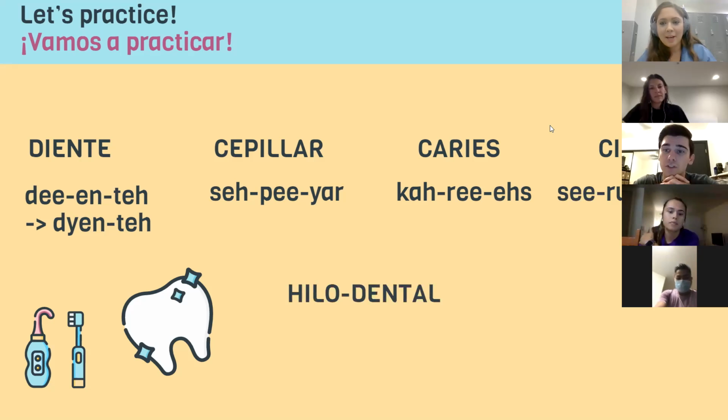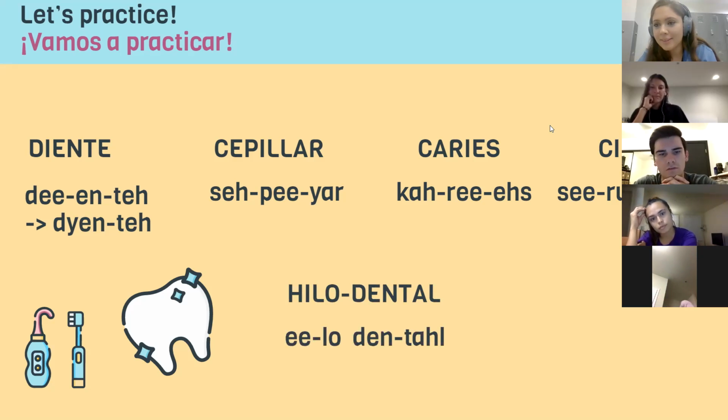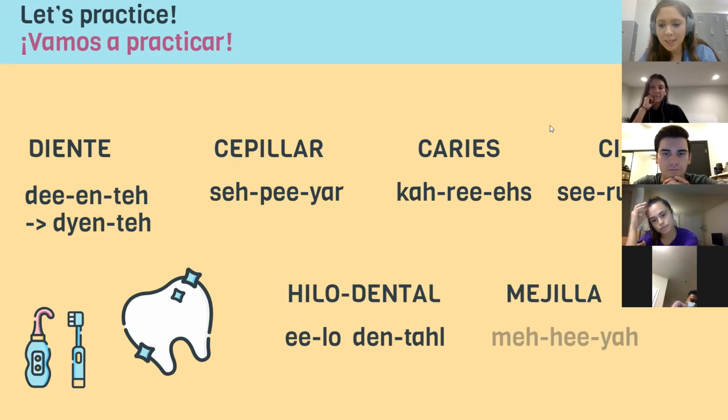Great job. Then we have another example. Hilo dental. Perfect, which is floss. And last but not least, mejilla, which is cheek. Molar, I think, right? Oh no, that's cheek. Oh, cheek, you're right.